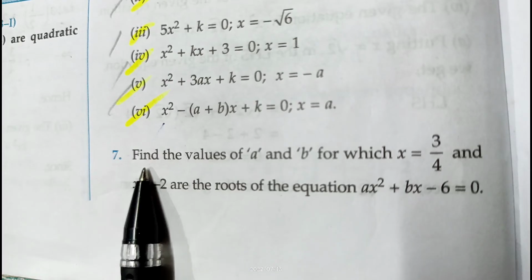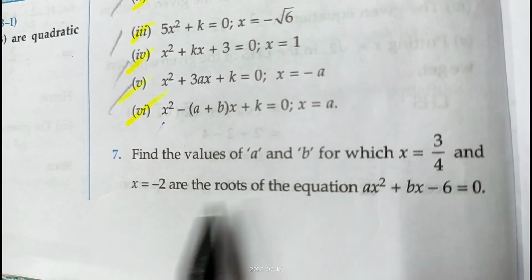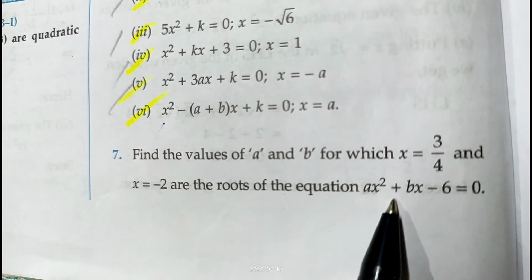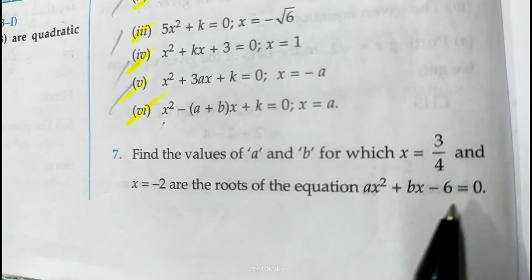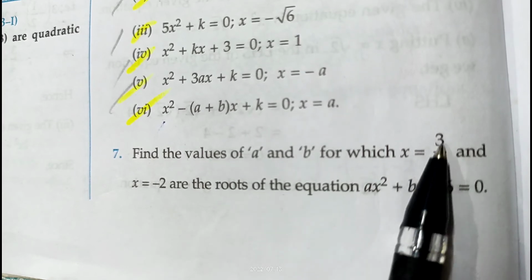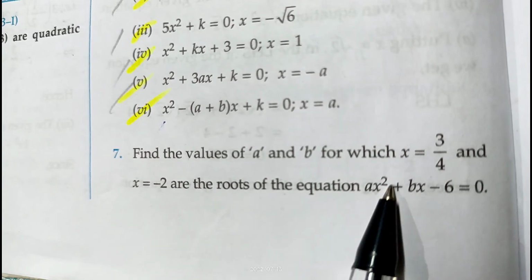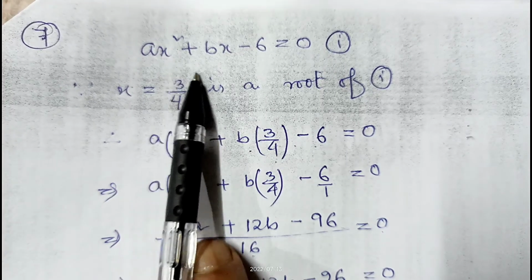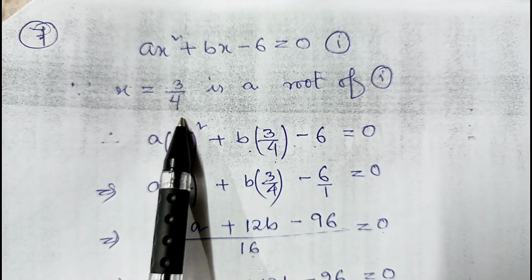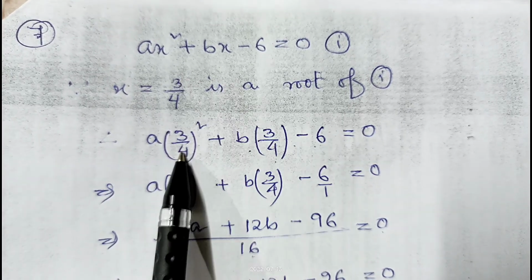Question number 7. Find the values of a and b for which x equals to 3 by 4 and x equal to minus 2 are the roots of the equation ax square plus bx minus 6 equal to 0. In this case, we have to find the values of a and b, where x equal to 3 by 4 and x equal to minus 2 are the roots of this given equation. Here the equation is ax square plus bx minus 6 equal to 0, and as given in the question, x equal to 3 by 4 is a root of equation number 1. So we can replace this x by 3 by 4.